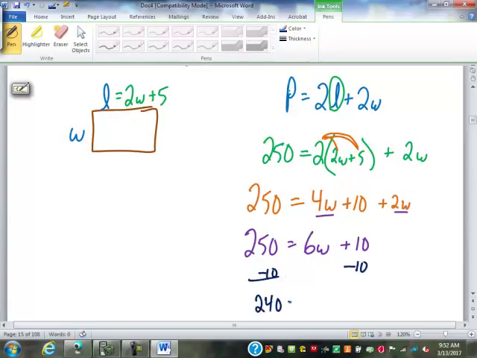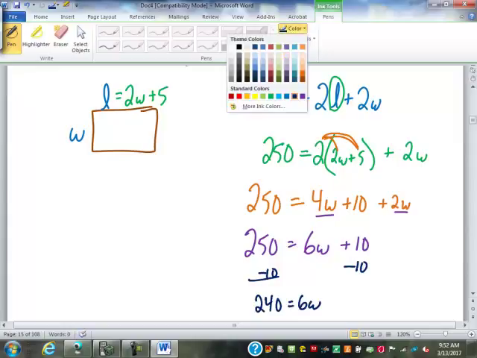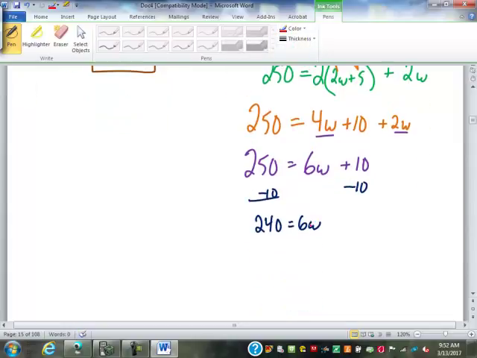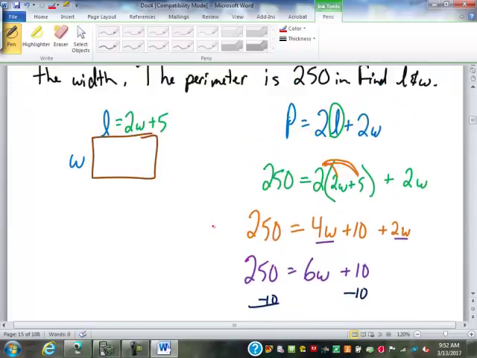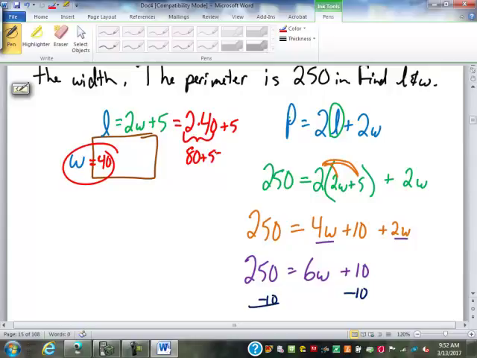240 equals 6W, and finally divide by 6. So 40 equals W. So the width is 40. 2W plus 5 means 2 times 40 plus 5. 2 times 40 is 80, plus 5 is 85 is my length. Not so bad? Okay.